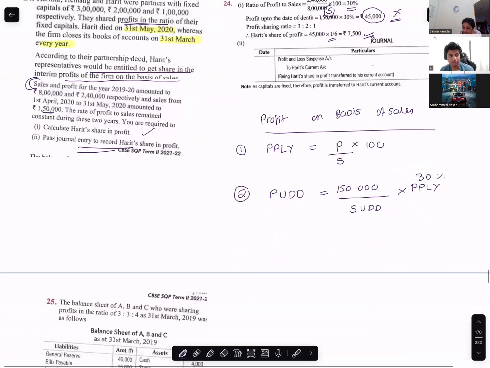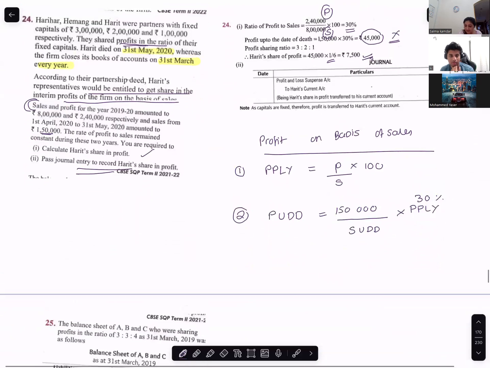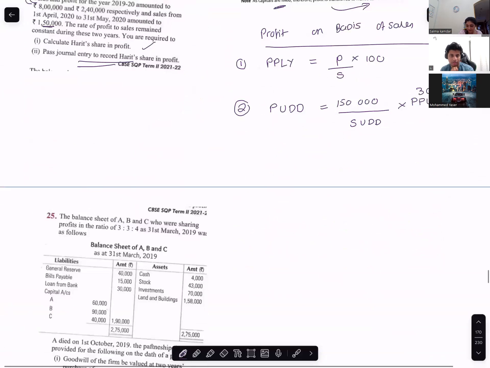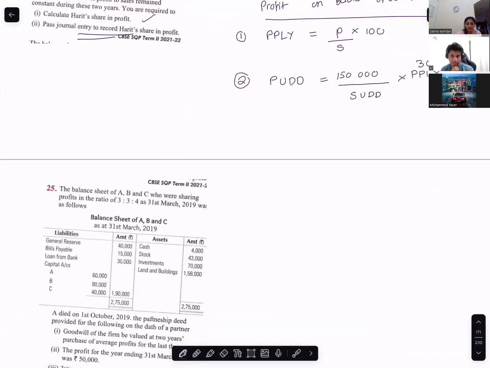You will write capital, fixed account. As the capitals are fixed, you will transfer it to the current account. So you transfer it to current account.